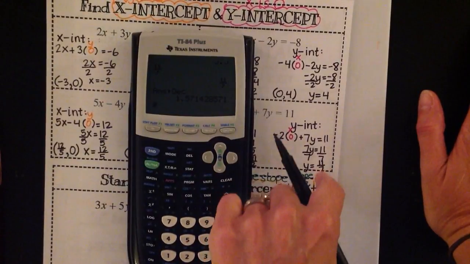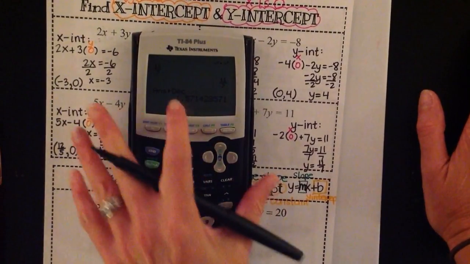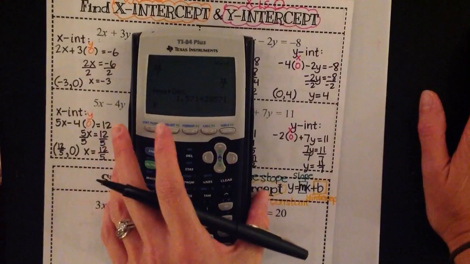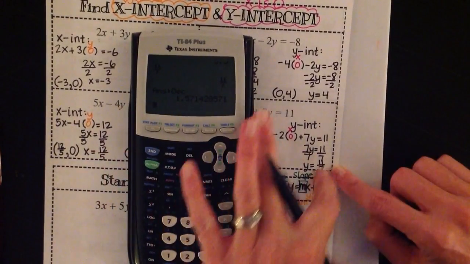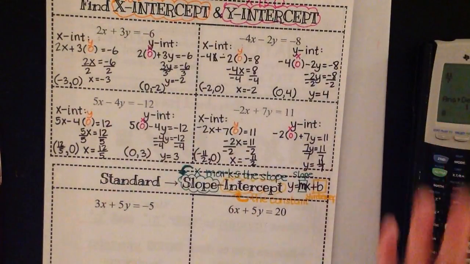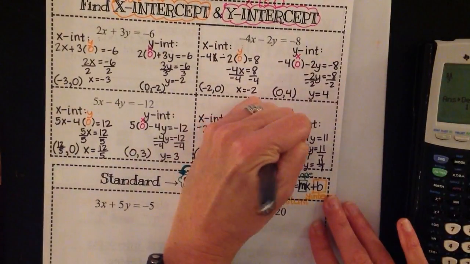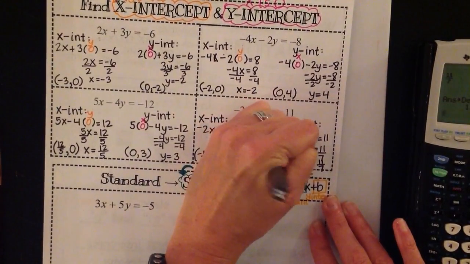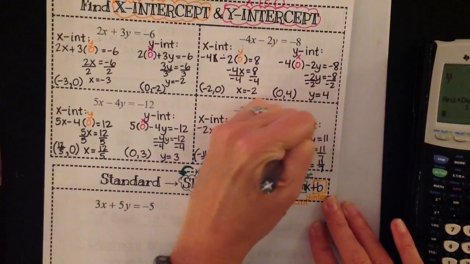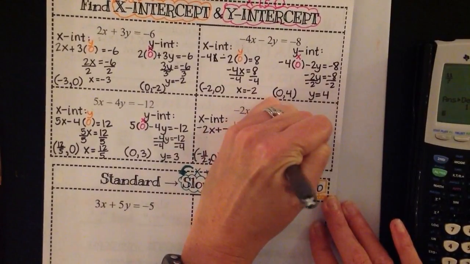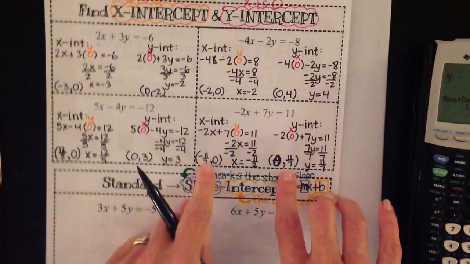So if I was going to say 1.6 or 1.57, I would actually be rounding this number. So the more accurate answer is 11/7, but I now have an idea about where that graph point is going to be on the y-axis. It's somewhere between 1 and 2, but closer to 2. But again, I'm going to write it as the fraction 11/7, and there is my y-intercept point.